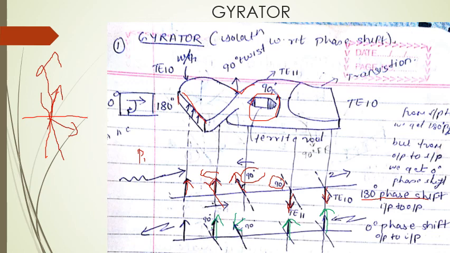That means a signal propagating from P1 to P2 has a 180 degrees phase shift. When it is moving from P2 to P1, it does not have a phase shift at all. The signal is present, but it is not like an isolator. So the function of a gyrator is to give a phase shift when propagating in one direction, and not give a phase shift when it is propagating vice versa. I hope you understood this lecture. Thank you.